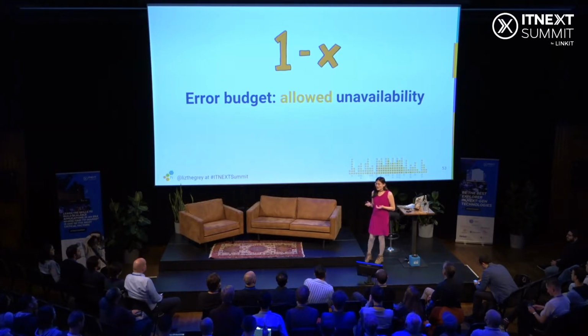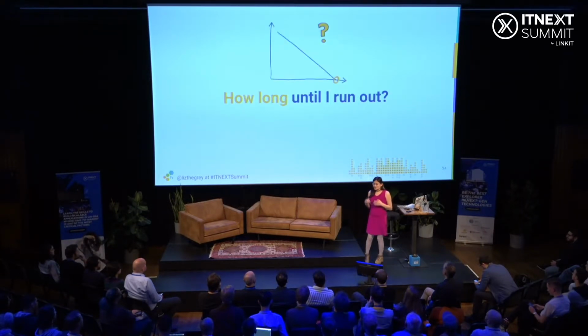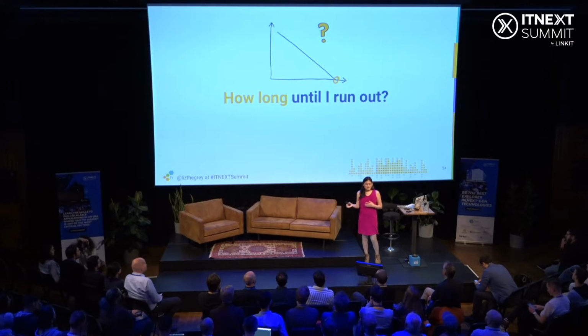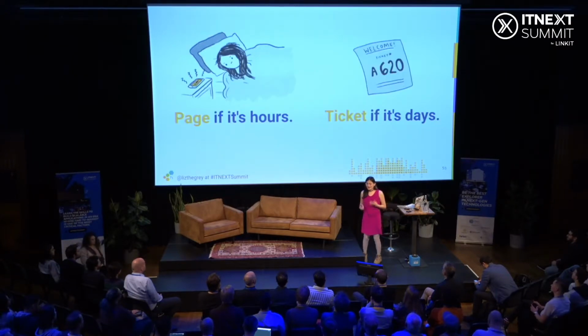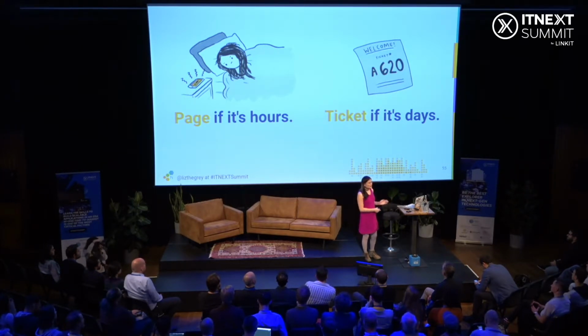So that means that if I am serving 100 million events per month, I can allow 100,000 to fail per month. So then I can figure out how long it is going to take me to run out at my current rate of errors. If I am serving 1,000 errors per minute, then I have 100 minutes. That means I need to wake someone up right now. If I'm serving 1,000 errors per hour, then I'm going to run out of my error budget in 100 hours. That's fine. That can wait until business hours. That can wait until the end of the weekend.